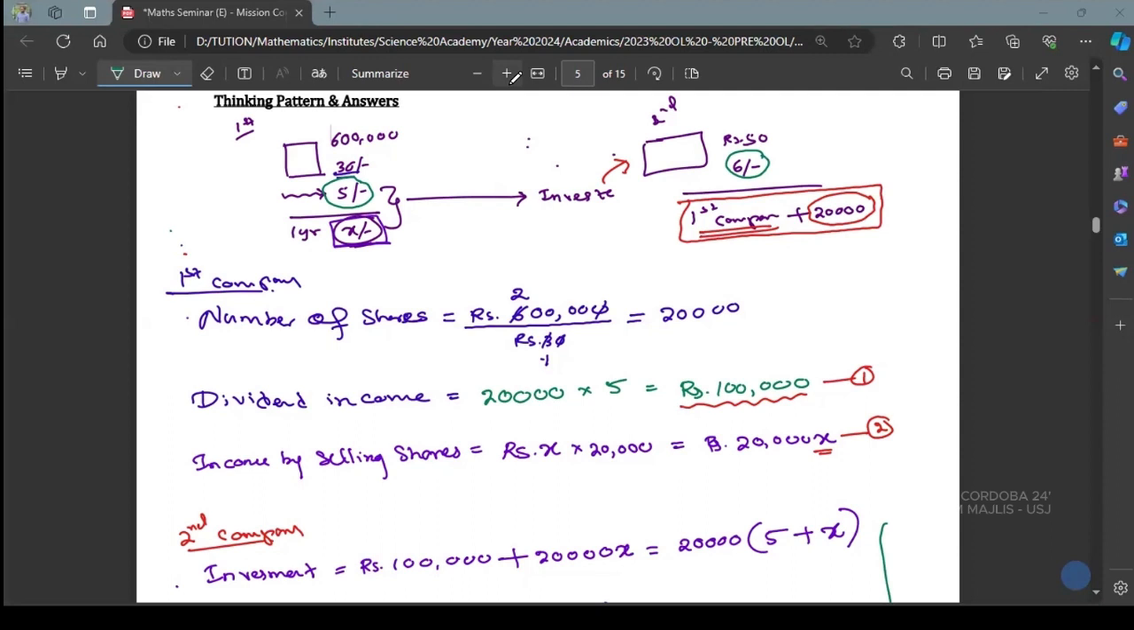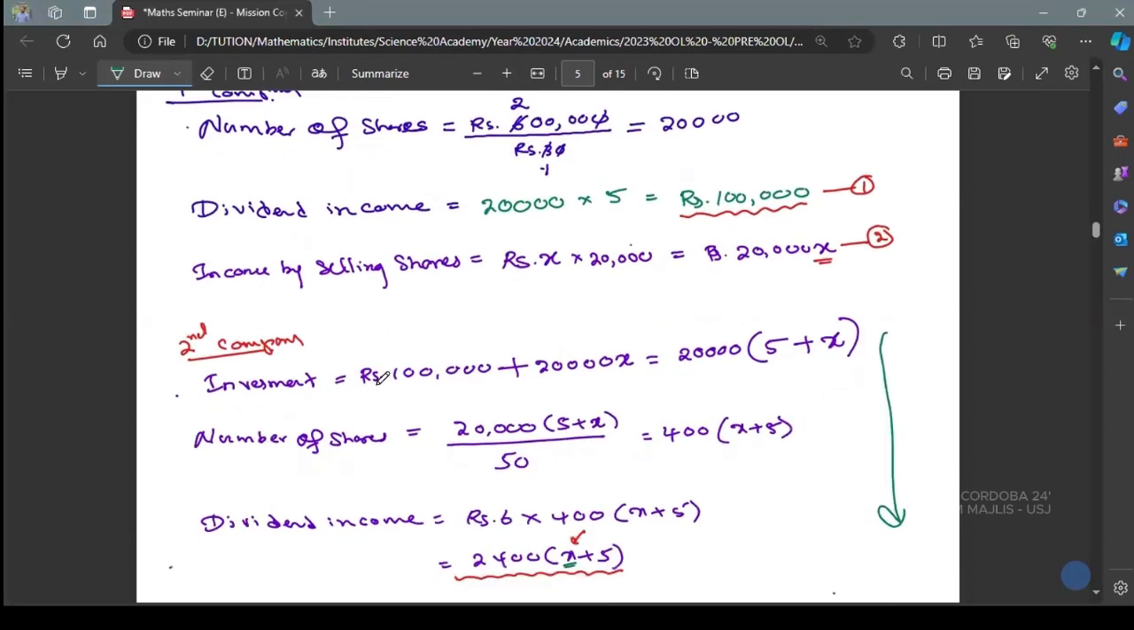Yes, what is it? Sir, from where did 5 plus x come? It's factorization. From 100,000, I took 20,000 outside, because 100,000 is 20,000 times 5. So if I take 20,000 outside, 5 remains inside the bracket. If I take 20,000 outside from the other term, x should remain inside the bracket. That's how this 5 plus x came. Okay, sir. Thank you.